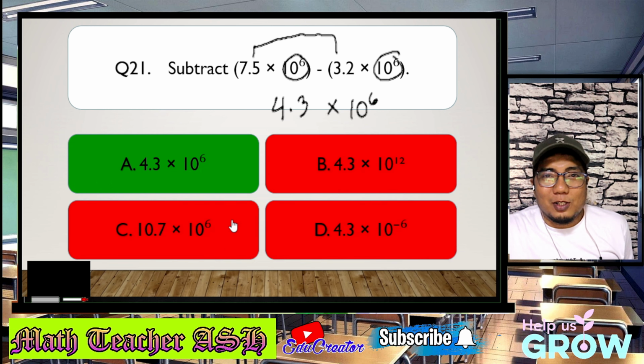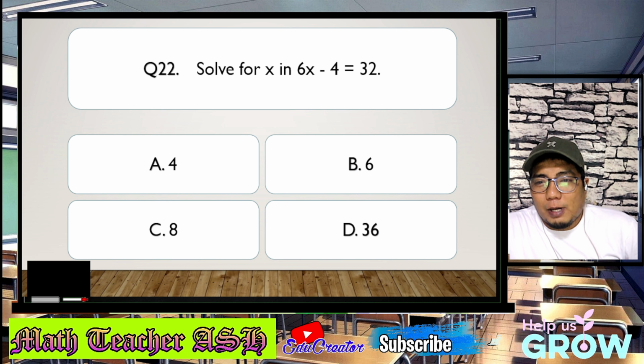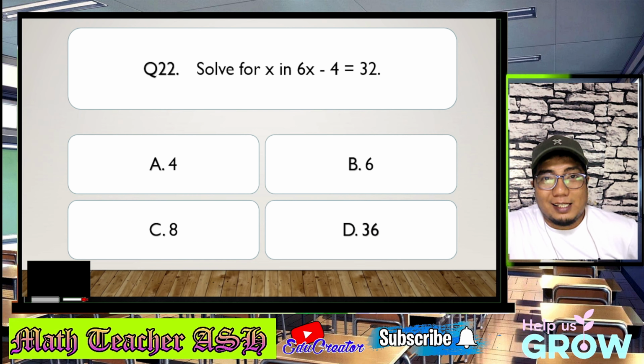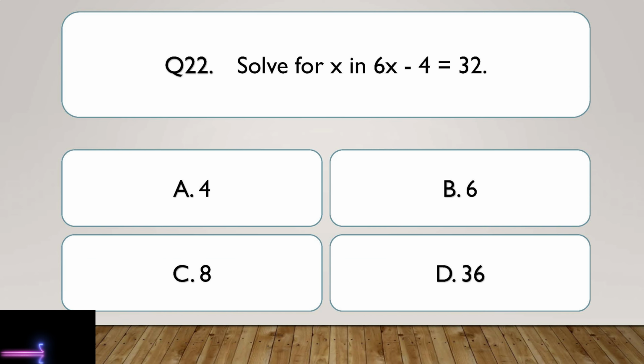So now let us go to question number 22. Solve for x in 6x minus 4 is equal to 32. Is it A, 4, B, 6, C, 8, or D, 36? I'll give you 5 seconds to think about your answer. 5, 4, 3, 2, 1.